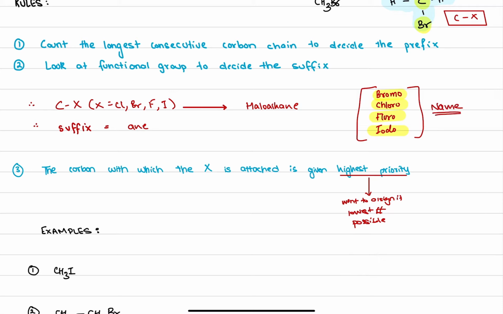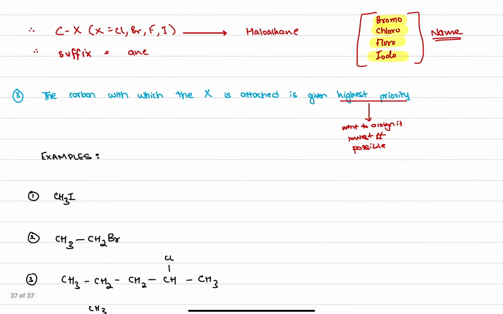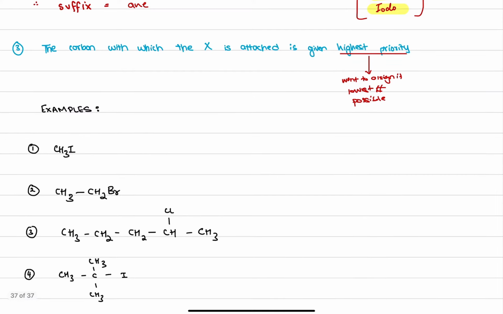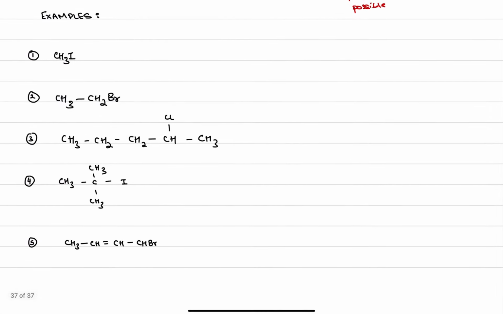And over here, we'll add another part. Although it sounds out of space right now, let's do some examples and then it'll get clarified. But keep this in mind: the carbon to which the X, the halogen, is attached will be given the highest priority. So we will assign the lowest possible number to a carbon which is attached to a halogen. Let's look at some examples.